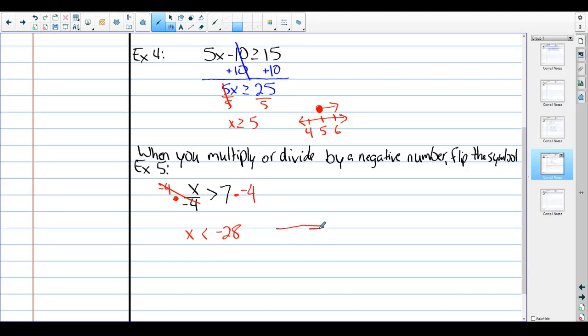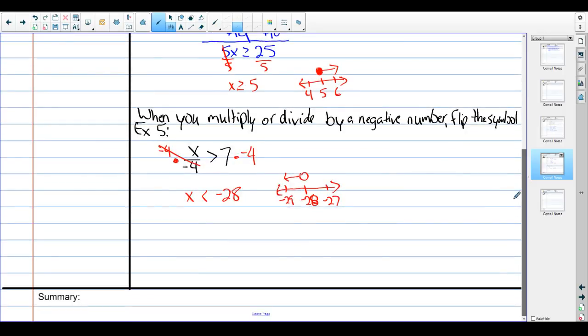On our number line, ugh, our lines are getting worse. I can do better. Sort of. So negative 28, negative 27, negative 29. So just less than, open circle, not including that number, but everything to the left of it. That's our answer. Okay, one more.